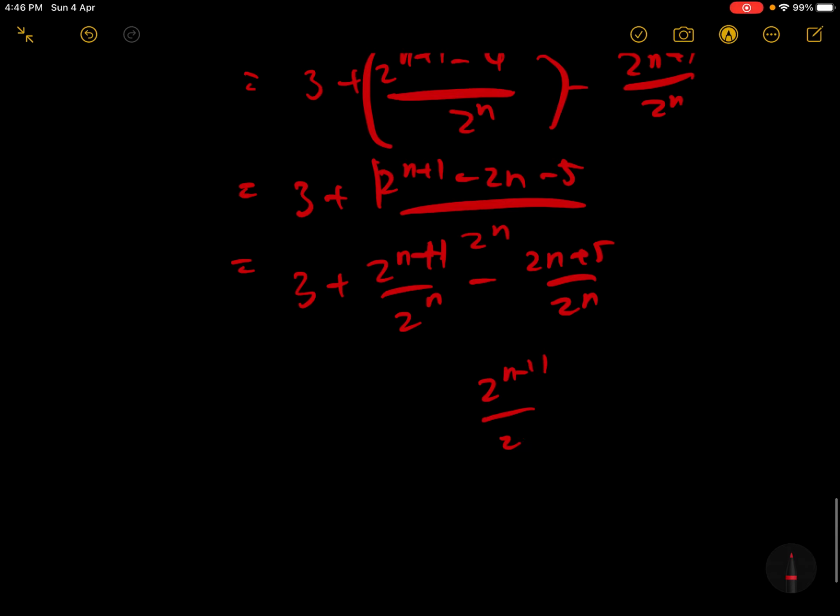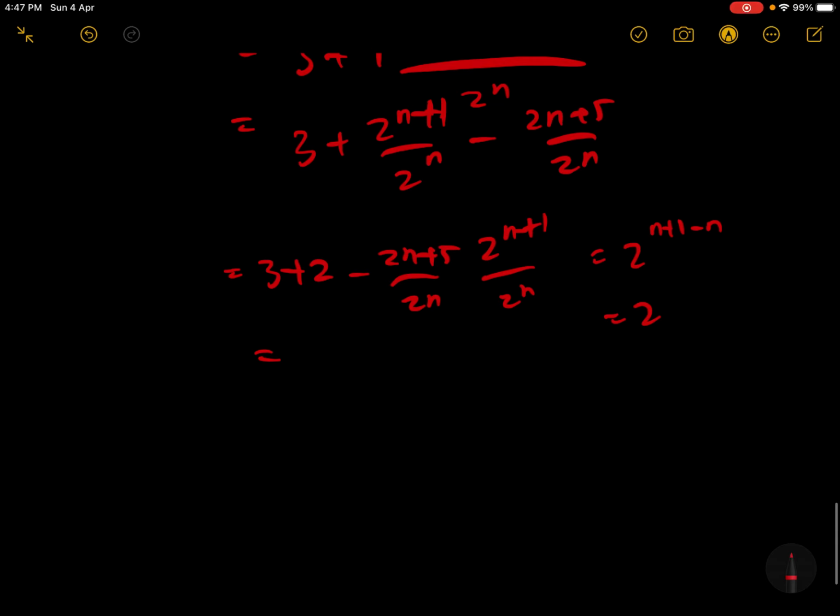(2n plus 1) over 2n is equal to 2 power n plus 1 minus n. So you will get 2. So it will be 3 plus 2 minus (2n plus 5) over 2n. So your final answer would be not 2n, 2 power n. So be careful of your powers. So it will be 5 minus (2n plus 5) over 2 power n. This is 2n, this is 2 power n. Know the difference.